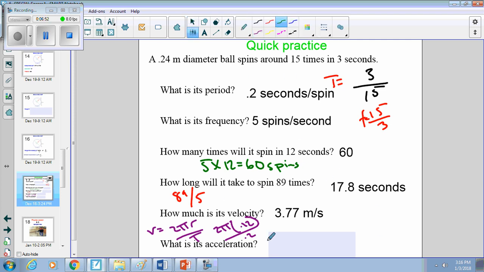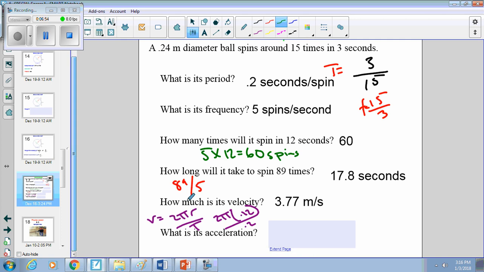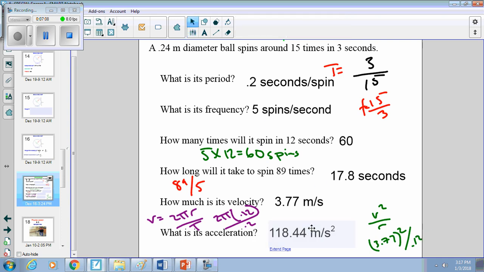Next, what is the acceleration? Acceleration is just v squared divided by our radius. So 3.77 squared divided by 0.12. And you should get 118.44 meters per second squared.